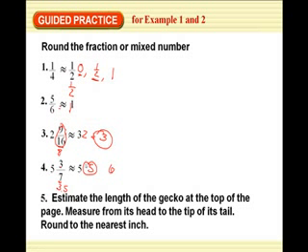Estimate the gecko at the top of the page. Measure from its head to the tip of its tail, round to the nearest inch. If you look at the top of the page, there is a ruler up there, and that gecko starts at the beginning of that ruler. It's in inches, and it's between 1 inch and 2 inches. So you got to decide, is it closer to 1 or closer to 2? Its tail doesn't go anywhere near half. It's less than half. So that gecko is about 1 inch long.